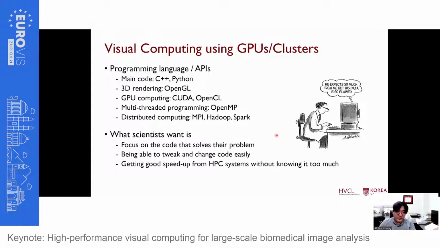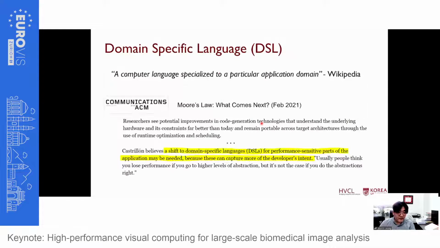But the scientists that we usually work with only want to make their research code really fast, right? They want to focus on their problem only, and they don't want to spend time digging into something like OpenMP, for example. So they want to use HPC systems, but they don't want to do actual low-level programming. That's why we proposed a so-called domain-specific language, which is a DSL here.